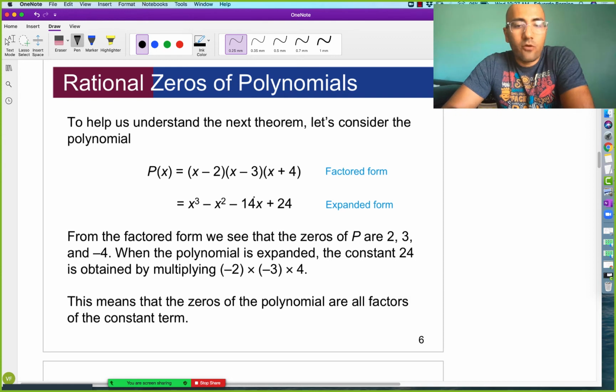Looking at the expanded form, we can see that there is real value in factoring it and turning it into this, right? We also saw just a minute ago that if we evaluate this polynomial at 2, 3, or negative 4, the output is going to be 0. And what we want to notice here is that when we expand it all, the zeros, the 2, the 3, and the negative 4, are all divisors of 24.